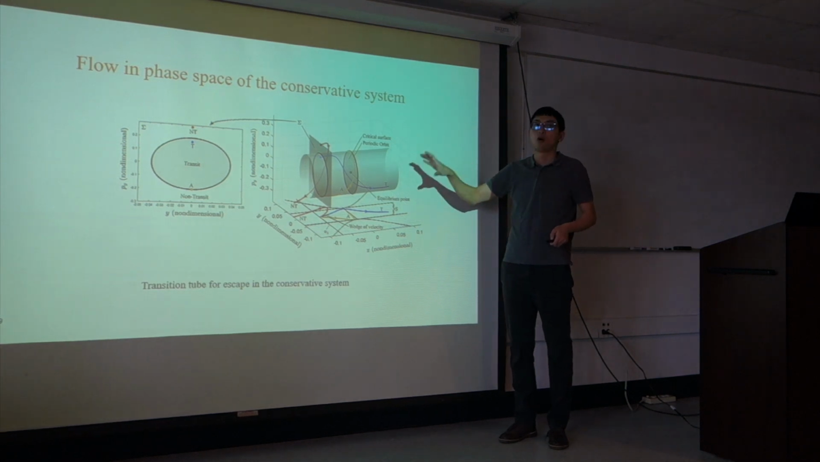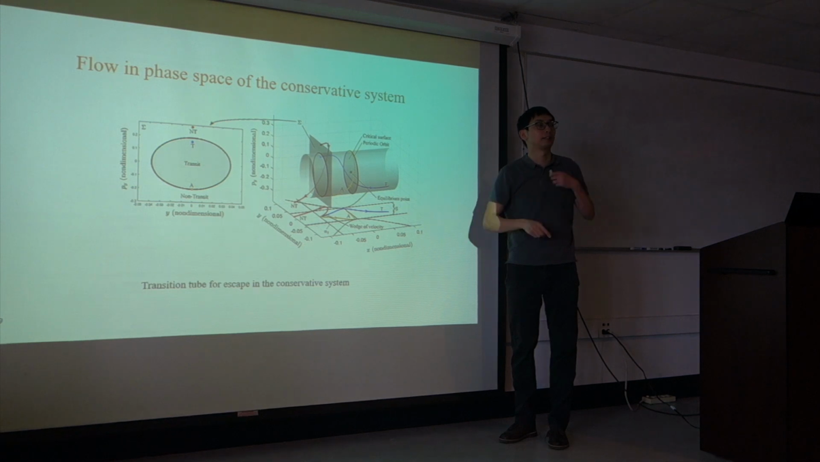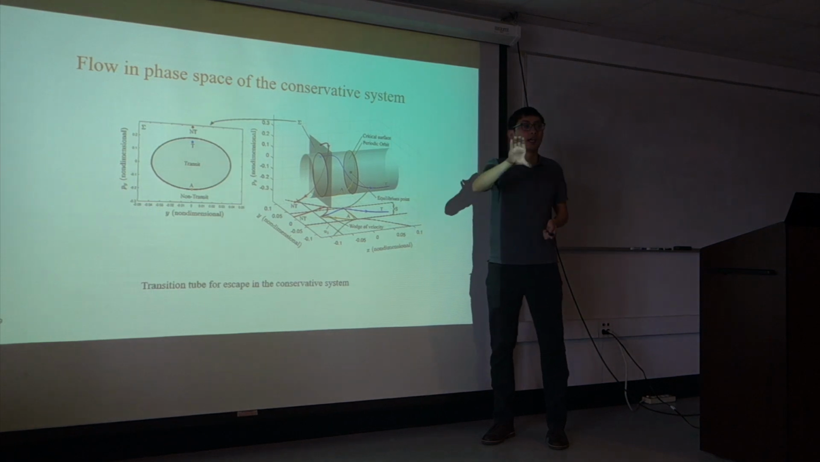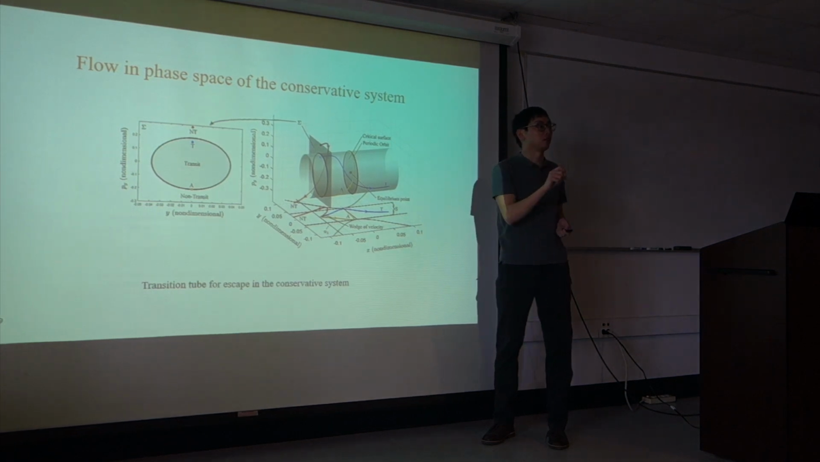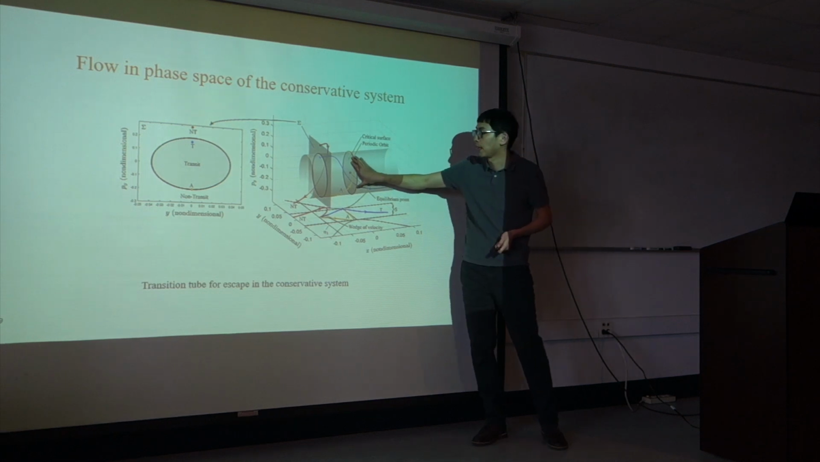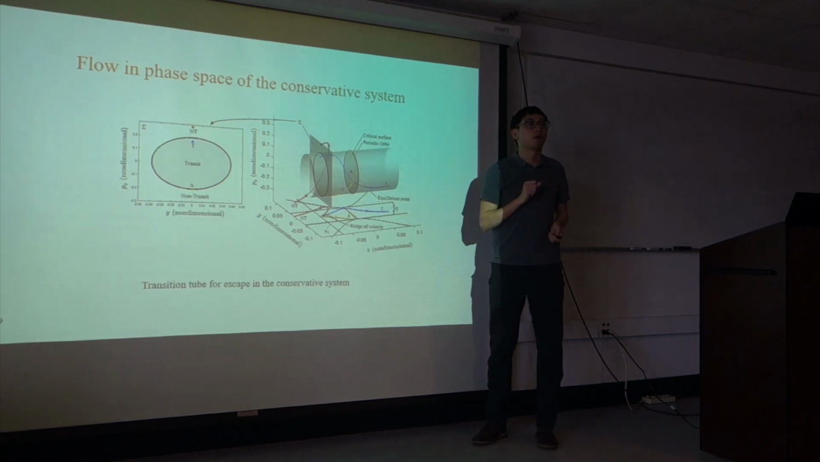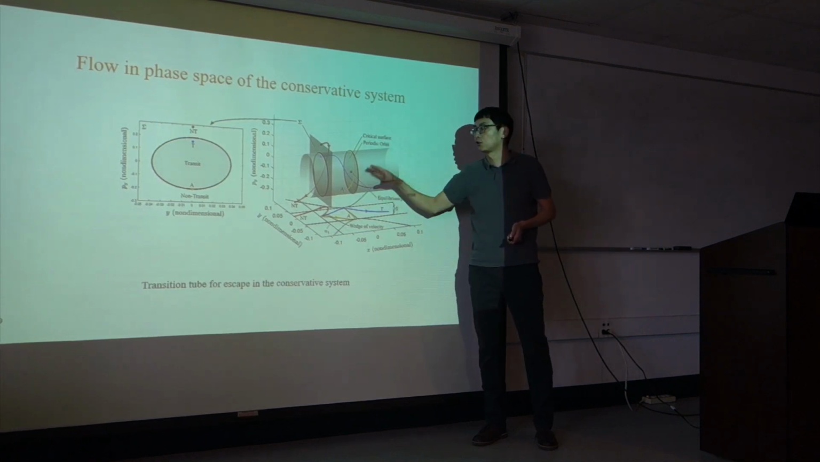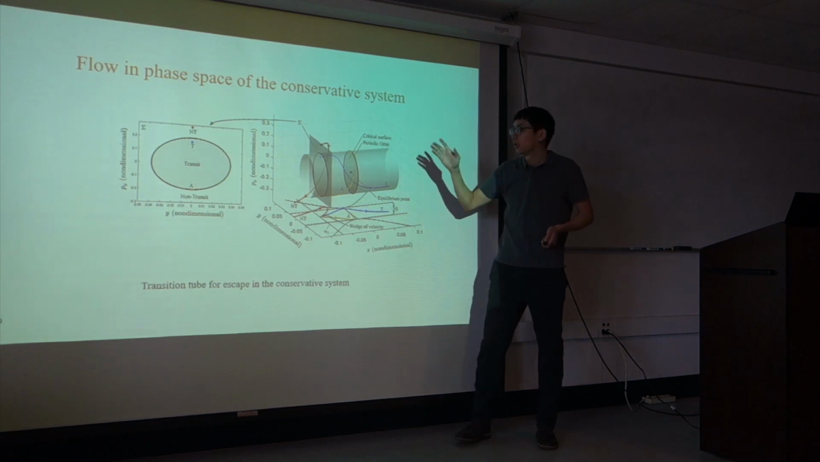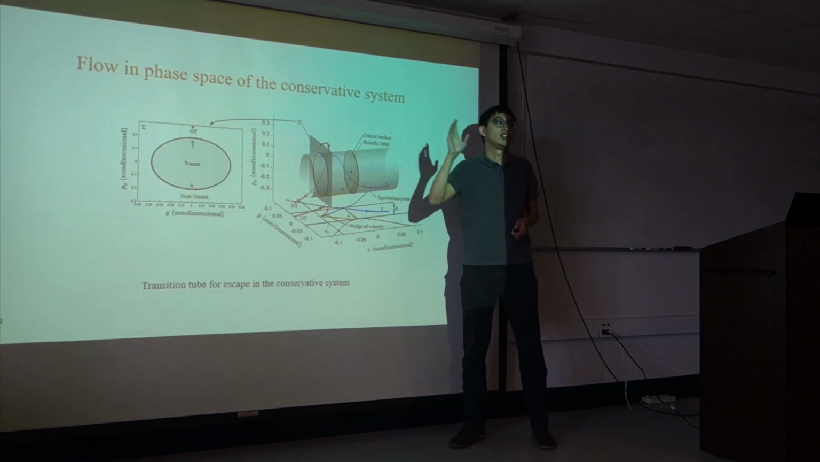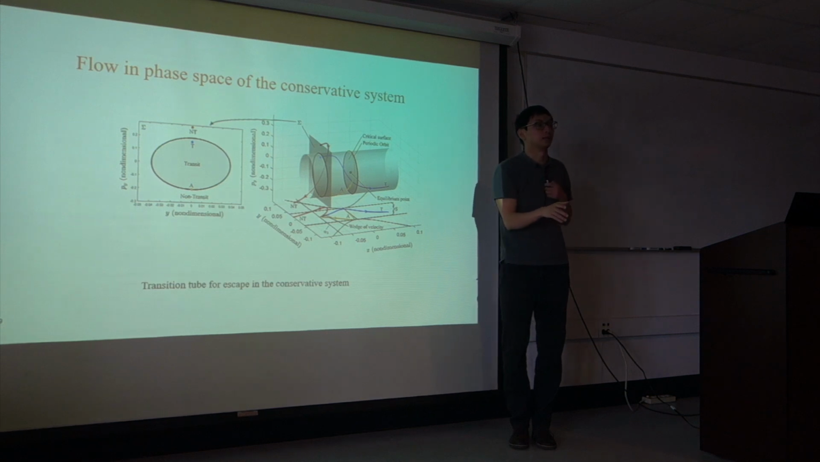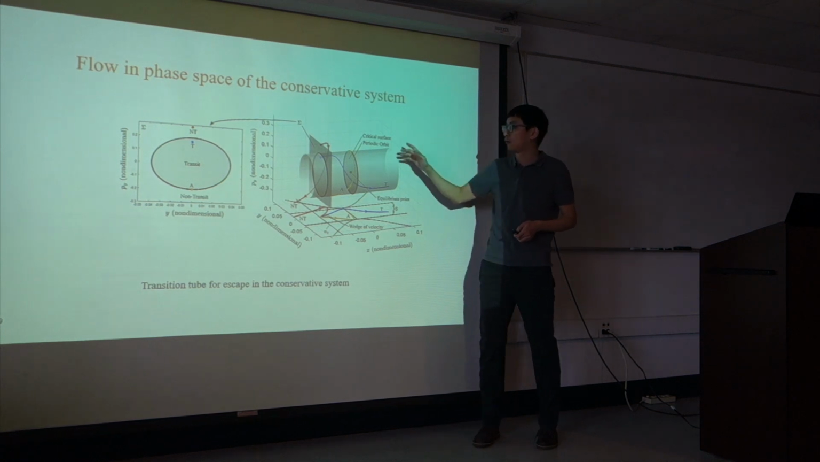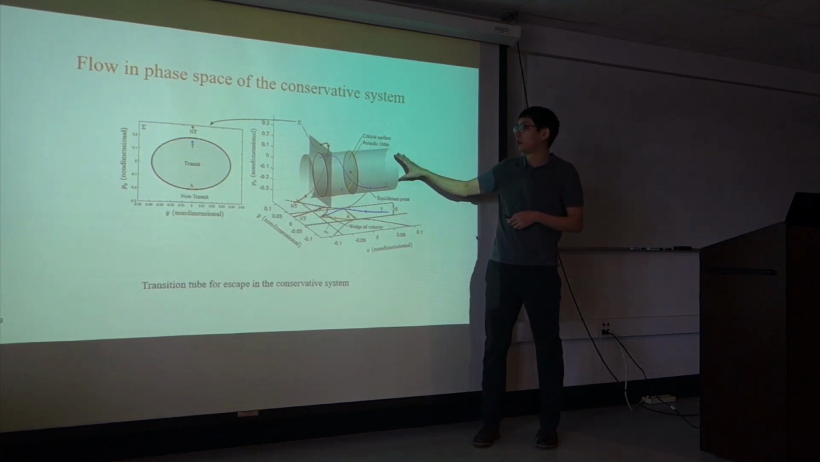As I mentioned, all the transition or escape from the potential well can only occur inside the transition tube. It means all the transit orbits must have their initial conditions inside the transition tube. And here we have another very important concept. It's called the critical surface. The critical surface cuts the transition tube into two parts. The left part gives the initial conditions for the trajectories which start from the left and then transition to the right. And vice versa for the right part.